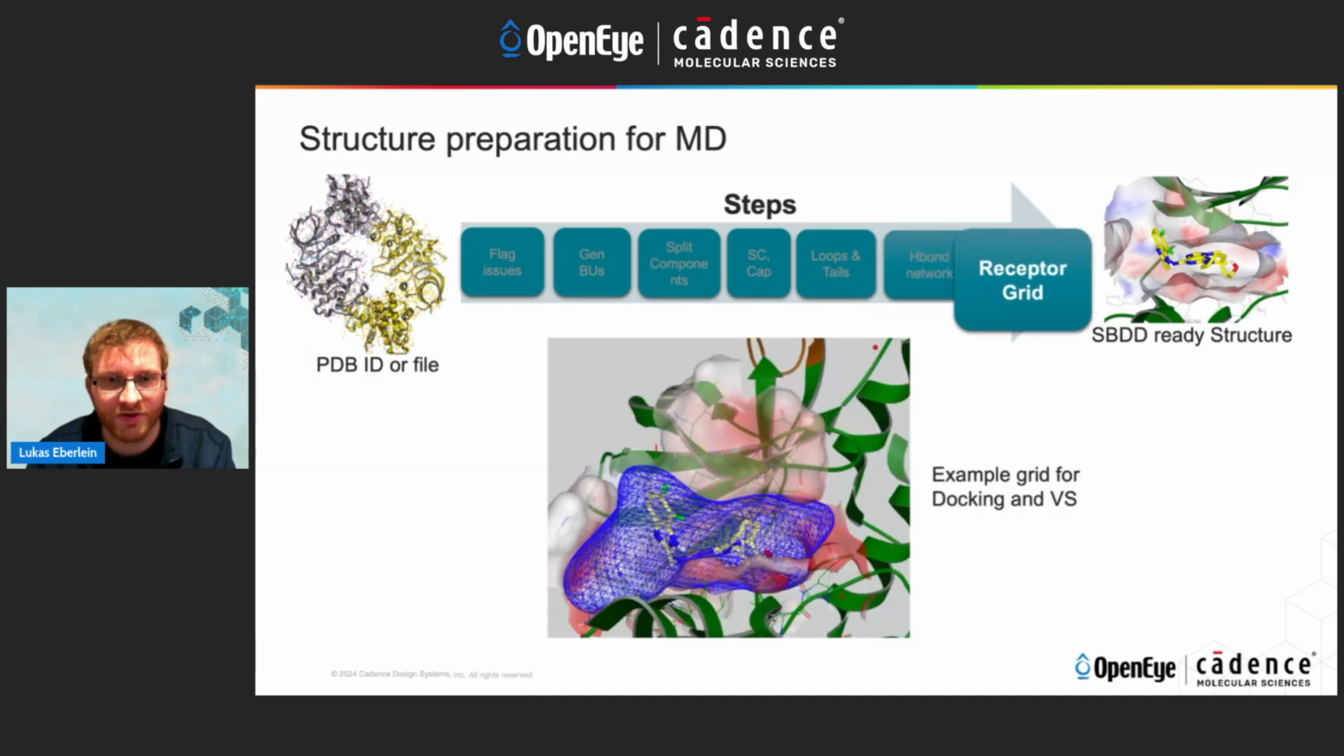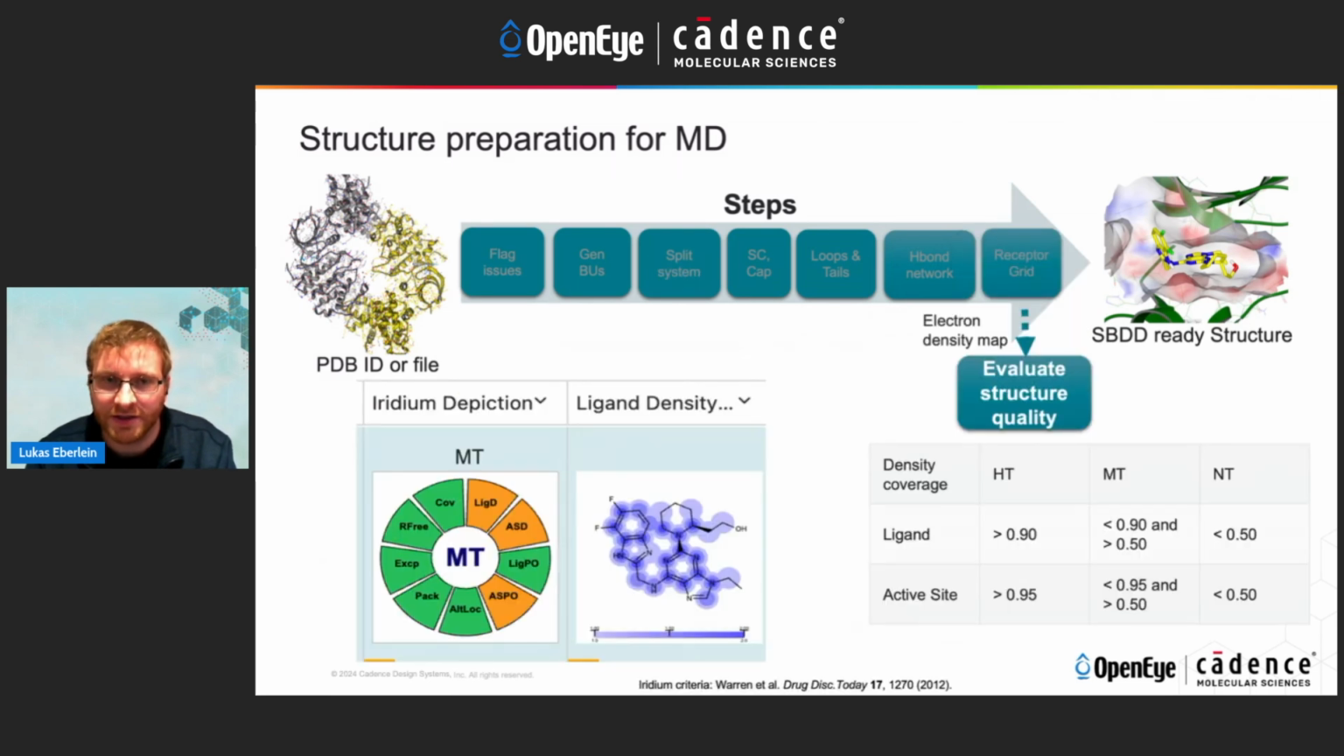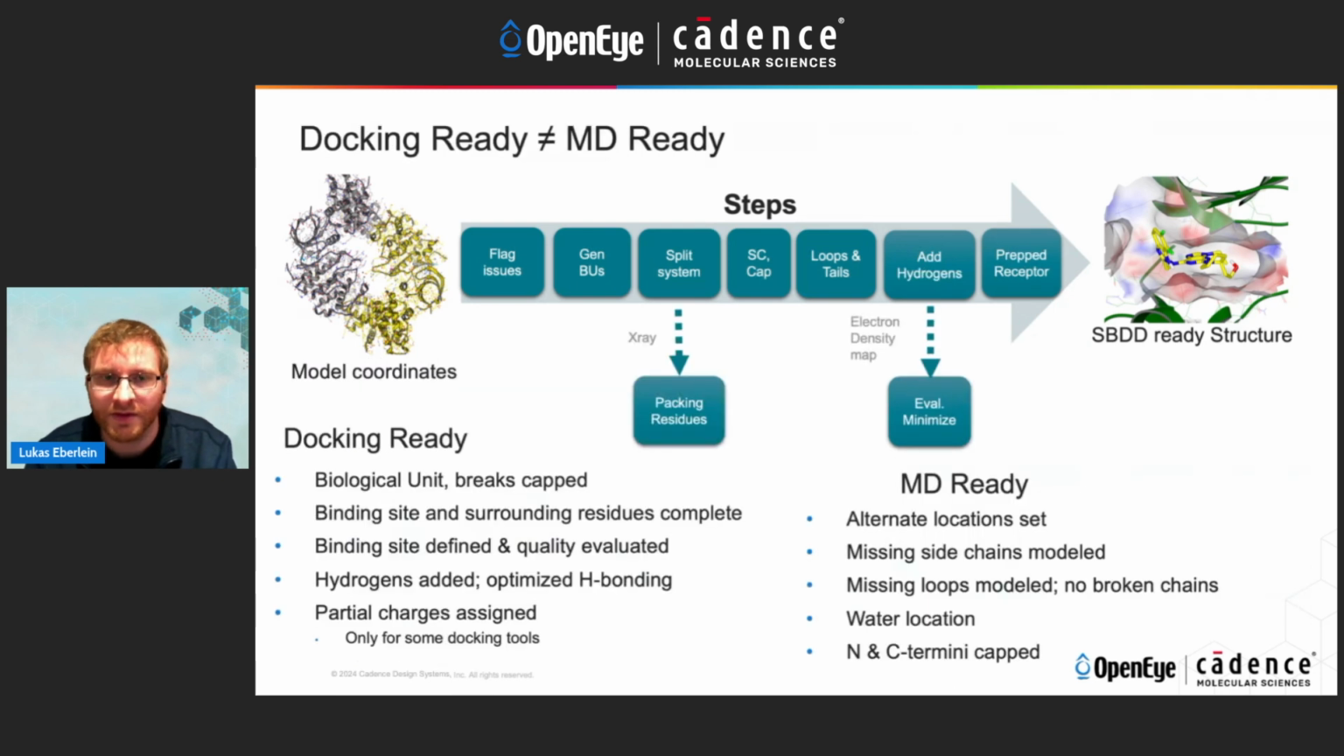For docking or posing, a receptor grid could be added, but it is not needed for the MD itself. Finally, we should evaluate our model. The Iridium criteria are helpful here, as is a look at the density coverage of the ligand. You should also examine the hydrogen bonding network in the binding site. To conclude this section, I would like to highlight some of the differences in structure preparation for docking and MD.